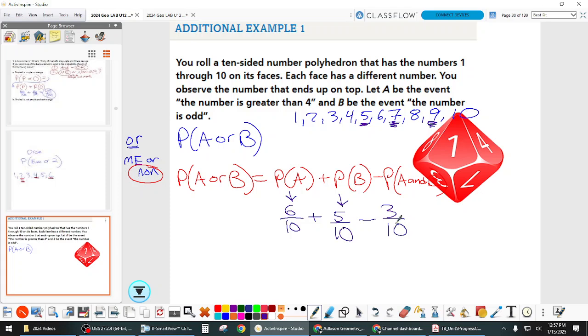Okay? Now we just do our math. So 6 plus 5 minus 3 is what? Okay, so we have an 8 out of 10 chance of doing one or the other of those events. Either greater than 4, so that section, or a number that's odd, 1, 3, 5, 7, 9. Combining those two, we end up with 8 out of 10 chance.